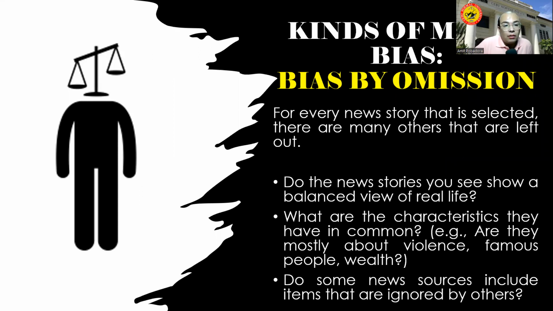Bias by omission. From the word omission, meaning omit, meaning we removed something. For every news story that is selected, there are many others that are left out. So if you want to know if this piece of information, if this text is biased, committing bias by omission, you ask the following questions. Do the news stories you see show a balanced view of real life? What are the characteristics they have in common? And do some news sources include items that are ignored by others?